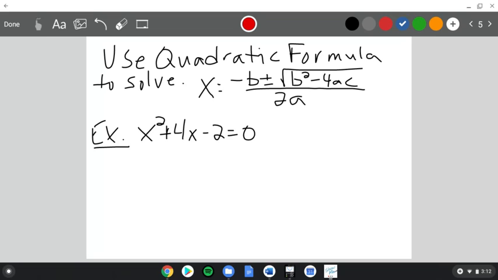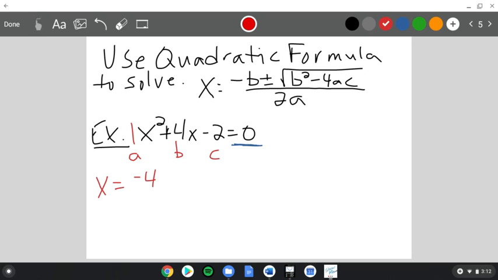Now let's use our quadratic formula to actually find out what those solutions are. When it's crossing the x-axis, what are those values? What values will make our equation actually equal 0? And we need to always make sure we equal 0 before we start. So our A value is 1, B is 4, C is negative 2, and we'll plug into the formula.